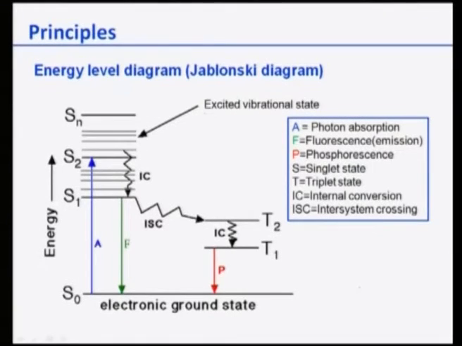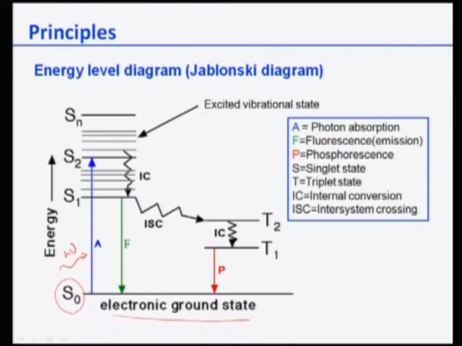Jablonski, long back, thanks to him, developed such a diagram to explain this. Let us suppose S0 is the electronic ground state, and S1, S2, S3 and above, up to Sn, are the excited vibrational states. I have not shown rotational states; I specifically removed them. Now, if I excite an electron, that is what is called photon absorption, A, it absorbs a certain photon and goes to the S2 state.